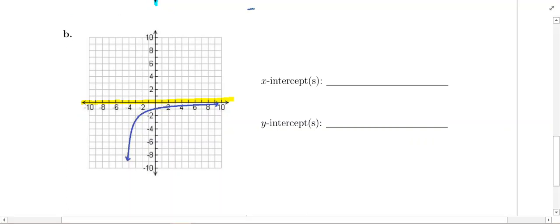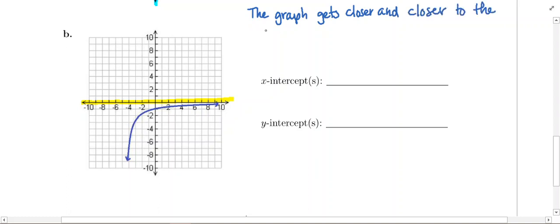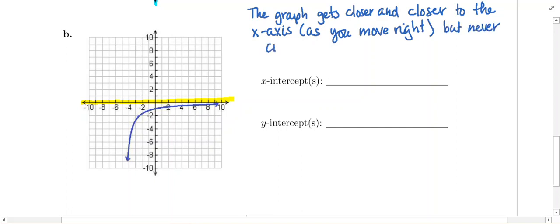So the graph gets closer and closer to the x-axis, and that's happening as you move to the right. The graph gets closer and closer to the x-axis, but never crosses or touches it.